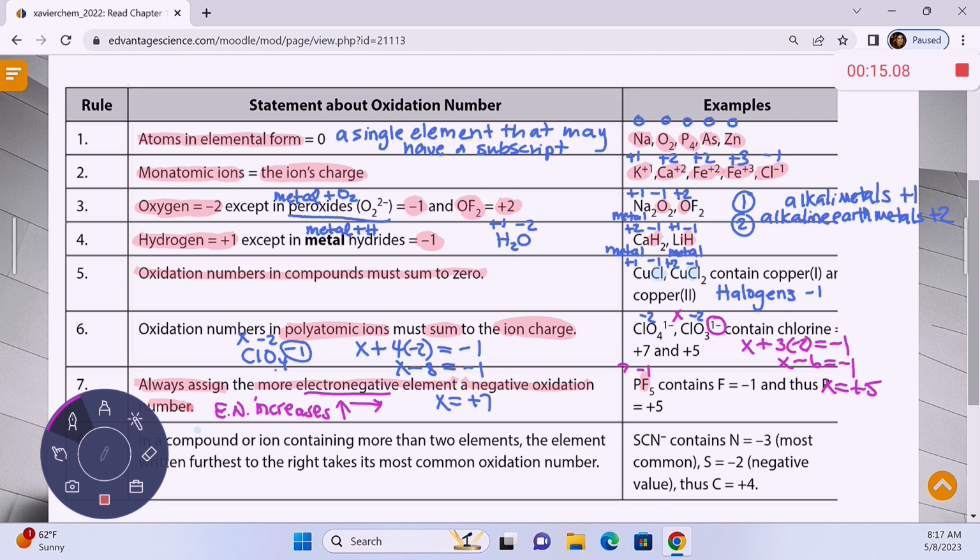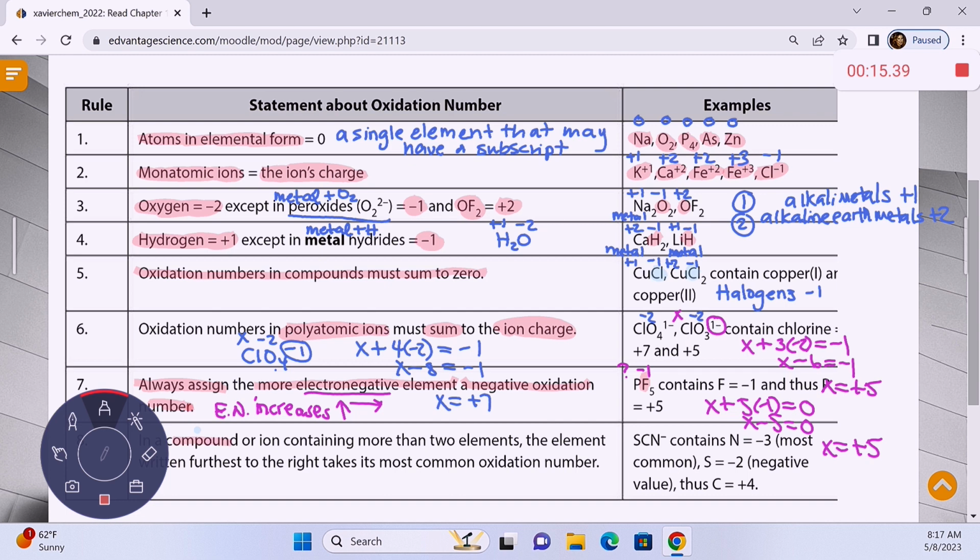And that means we're going to calculate phosphorus. Okay? If I assign an X for phosphorus, X plus 5 fluorines at a -1 adds up to 0, because that's a neutral compound. So that means I have X minus 5 is 0. So phosphorus is a +5, or its oxidation number. Okay? Last rule.